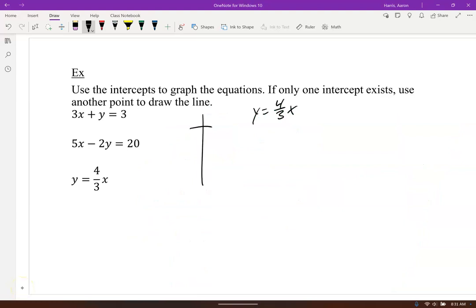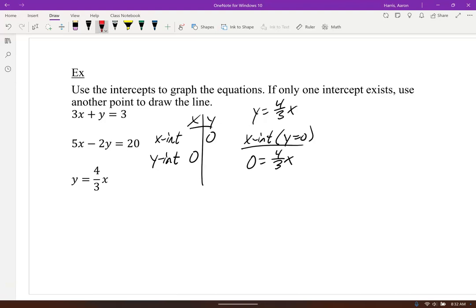All right, our last one, we got y equals 4/3 x. Again, to find our x-intercept, let y be 0. To find the y-intercept, let x be 0. So let's find the x-intercept. We're letting y be 0. And how do we solve 0 equals 4/3 x? How do we get rid of that 4/3? We'll multiply both sides by 3/4, the reciprocal.